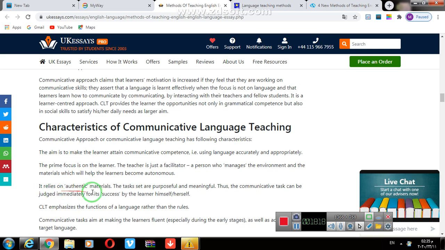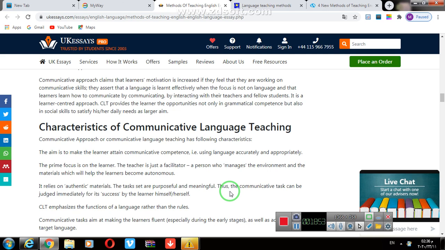This method relies on authentic materials, true materials, the tests that are purposeful and meaningful. That is, the tests, the drills, the exercises that the teachers must work on must be purposeful, built upon a purpose and must be meaningful to the students. I cannot give them a subject that they don't understand. I must deal with a subject that my students understand, from their curricula, like they understand what is a family.